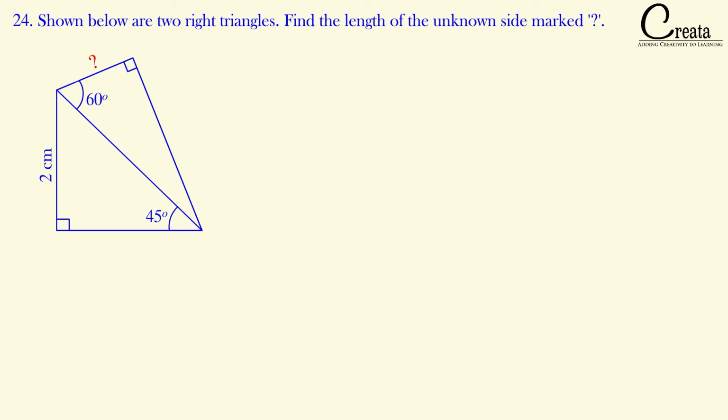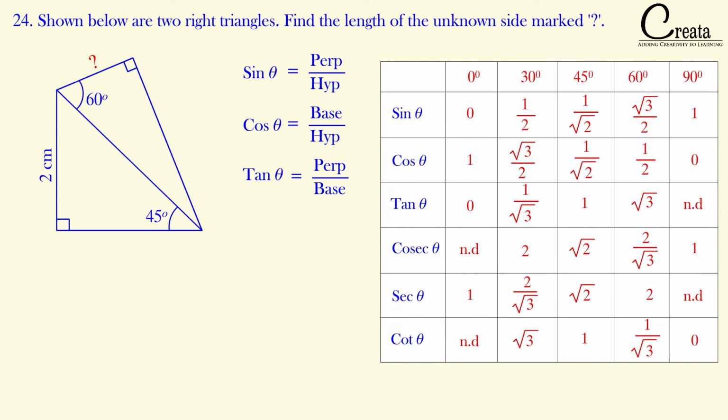Let's approach the question. Before that, one thing you should know: in trigonometry, if we have the trigonometric angle and any one side, one side and one angle, we can find all the missing dimensions of that triangle by using the trigonometric ratios. You should know the values of sine theta, cos theta and tan theta. These are the three formulas that you must know, and also this trigonometric ratio table. This trigonometric ratios formula and this trigonometric ratio table you must know.